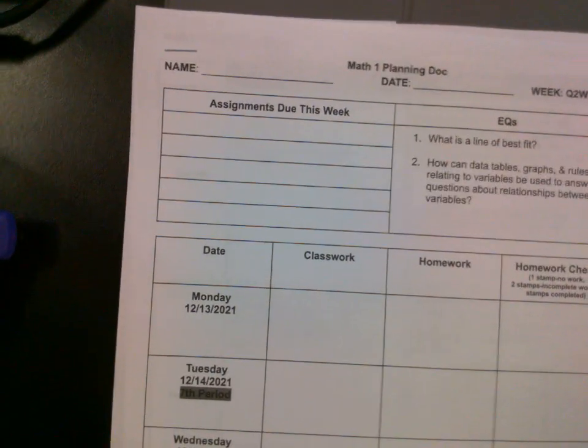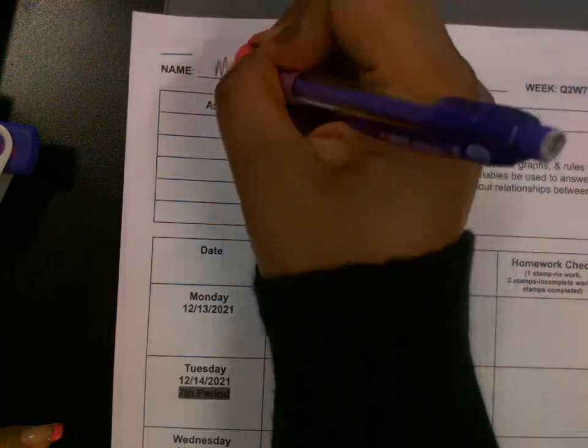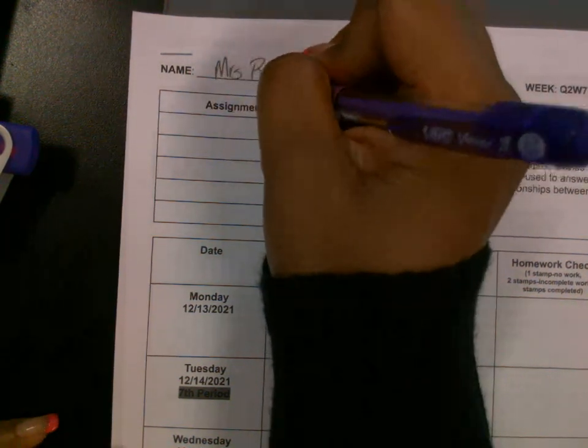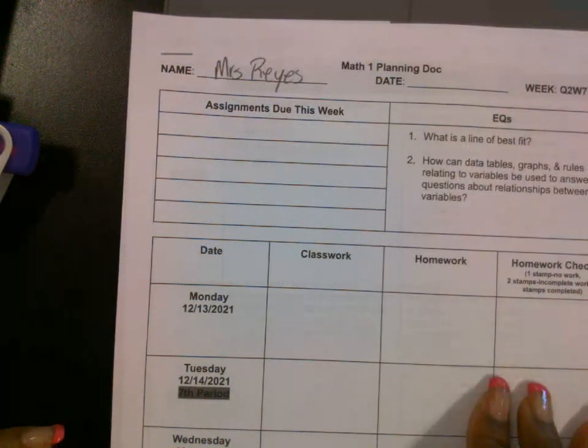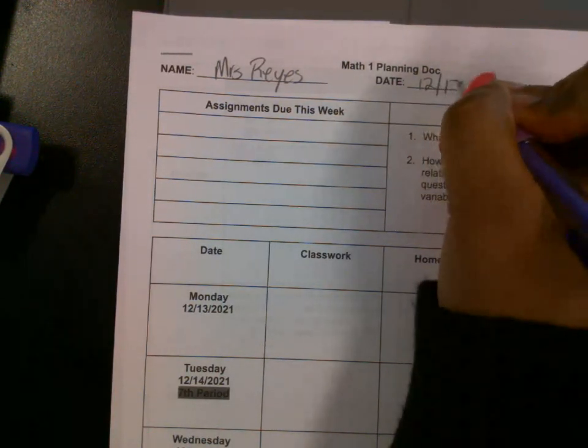If you haven't already, please make sure that you put your first and last name at the top of your paper. Today's date is the 13th.